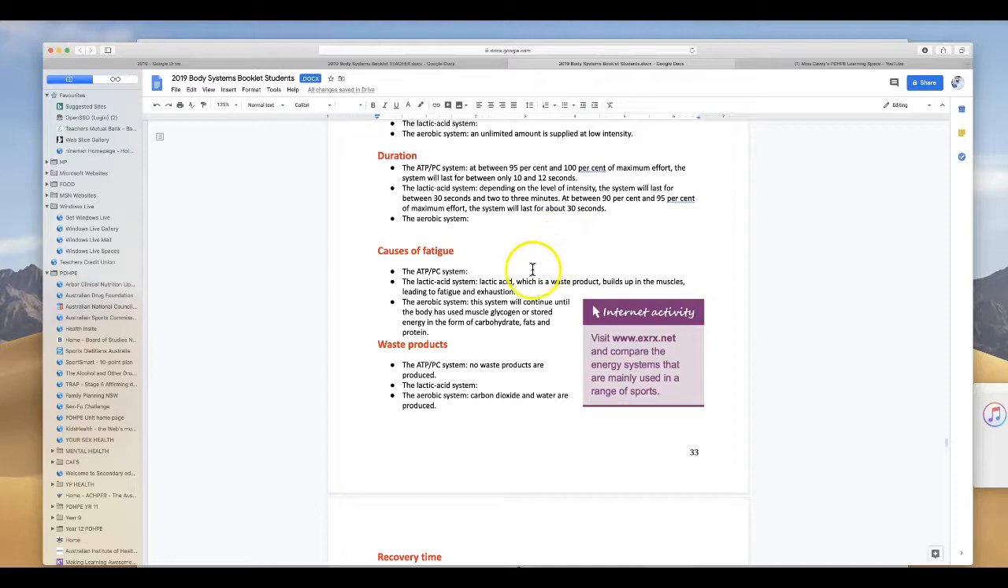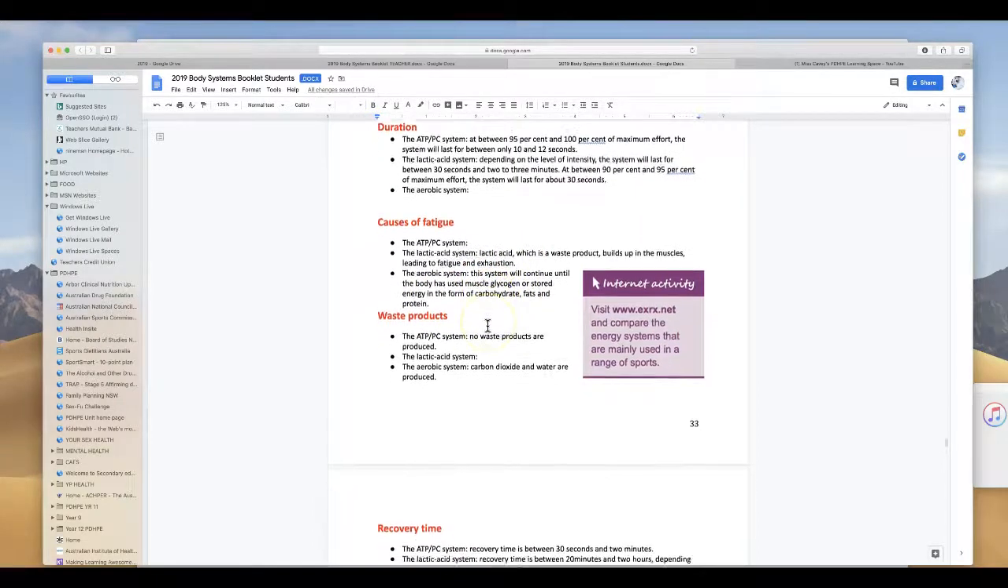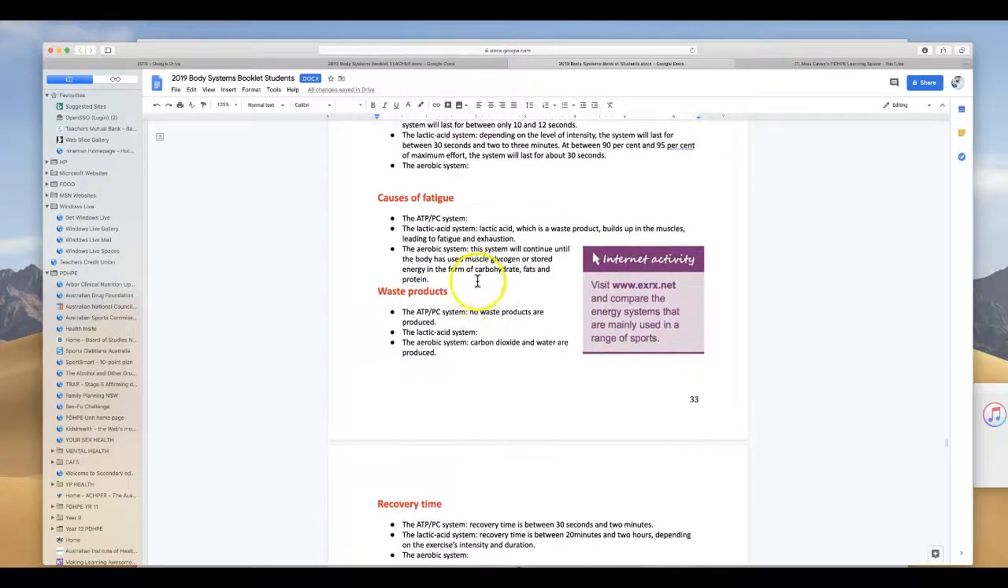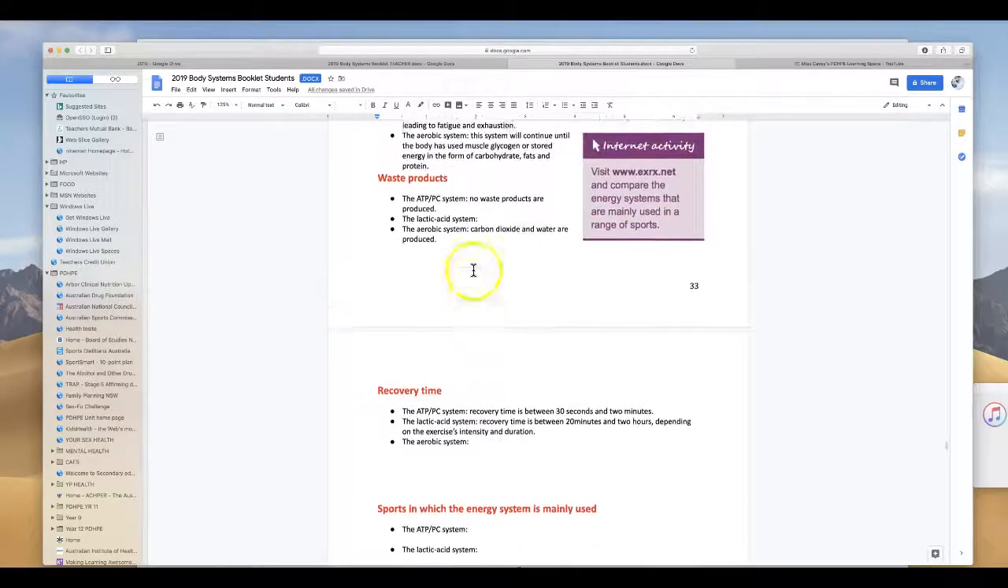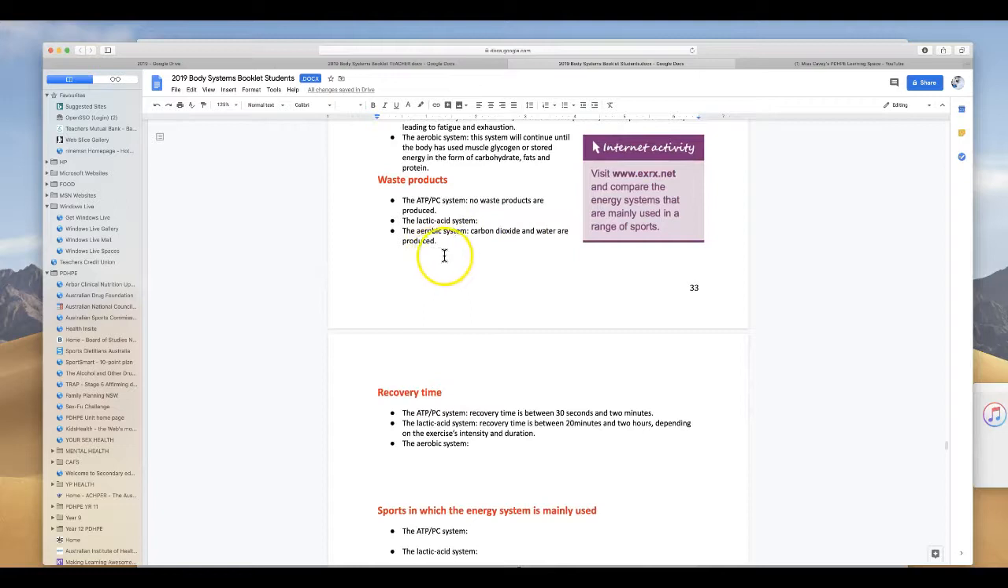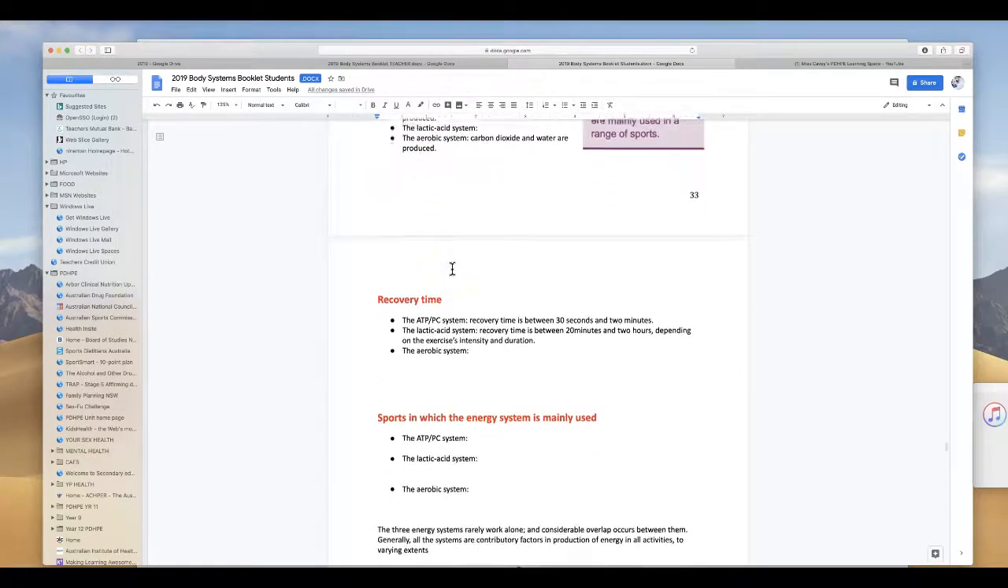So think about a marathon that goes for about 2 hours, but if you're riding your bike during the day up and down, that could go for 3 or 4 hours. So it depends on the intensity. The aerobic system basically will stop when your carbohydrates and your fats run out, which is fairly unlikely if you make sure that you eat regularly. The waste products are carbon dioxide and water. So they're waste products that are safe for the body.